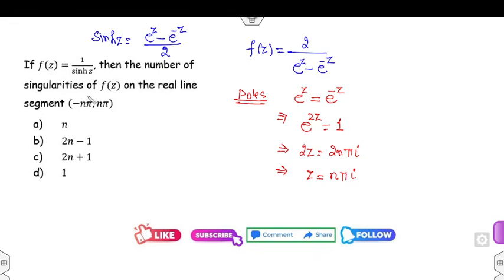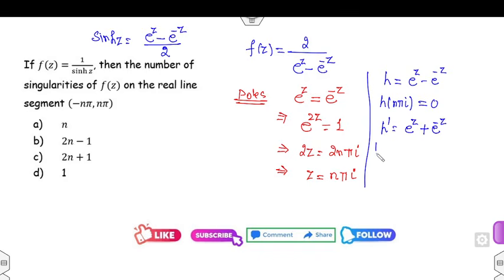Then the singularities of this, that means we are talking about the order. So if I consider h as my this function, clearly say h of n pi iota will be 0. What is h dash? e raised to power z plus e raised to power minus z. What is the value at n pi iota? This will be non-zero because of this positive sign. It's non-zero, that means order will be my 1. So the right answer of this problem is D.